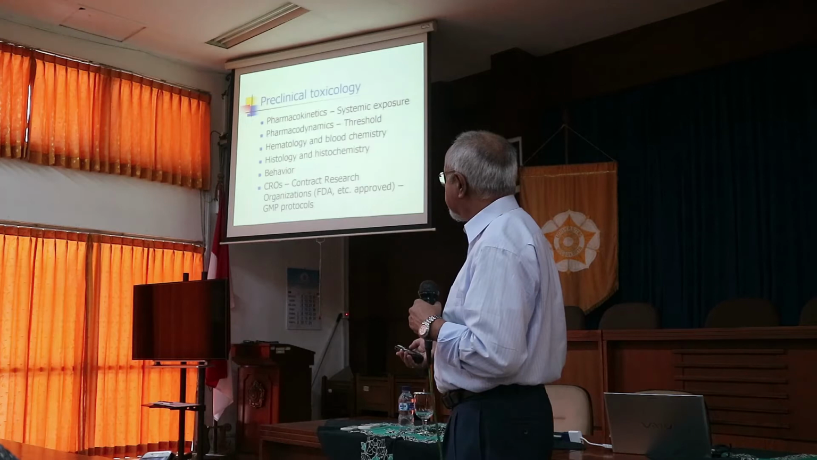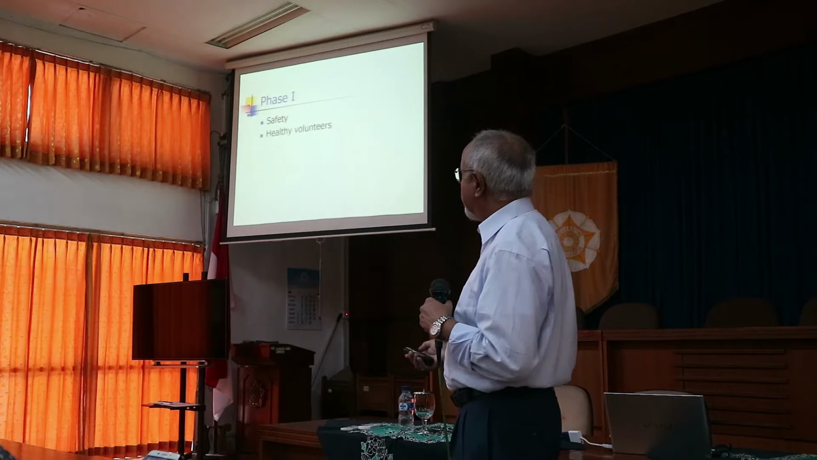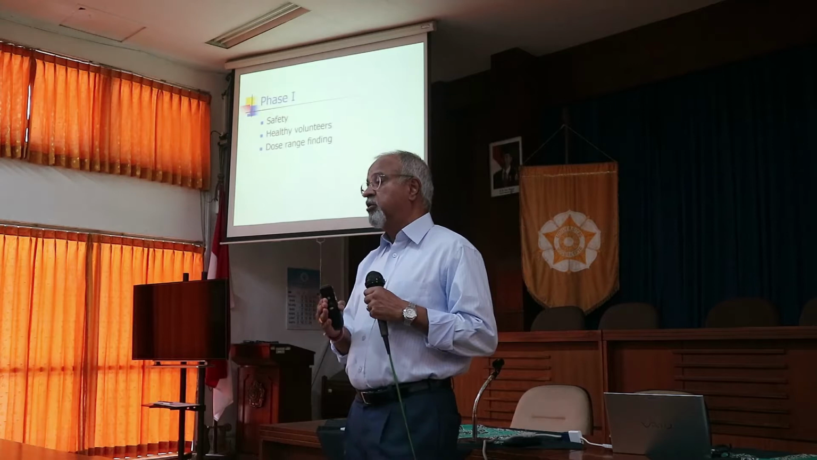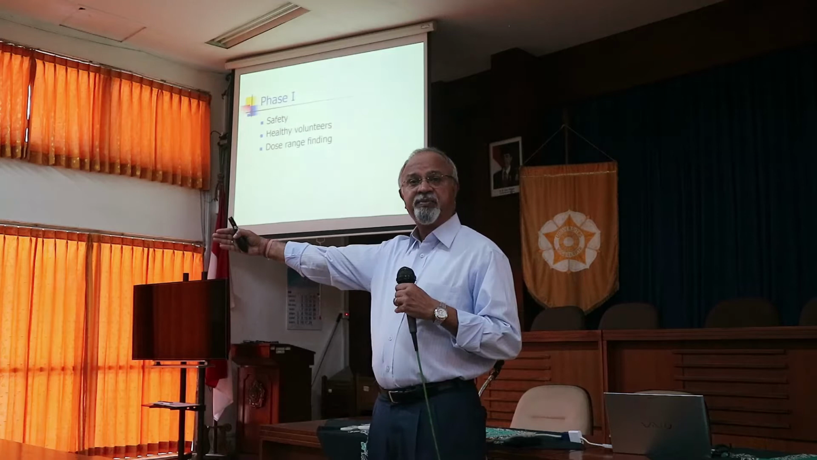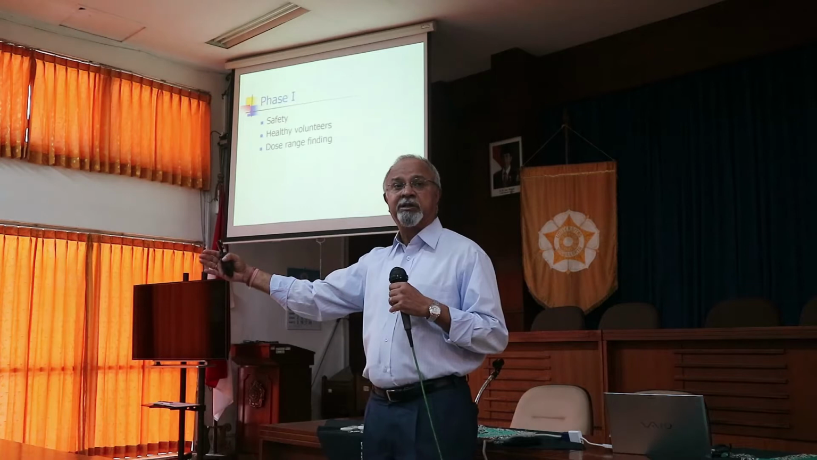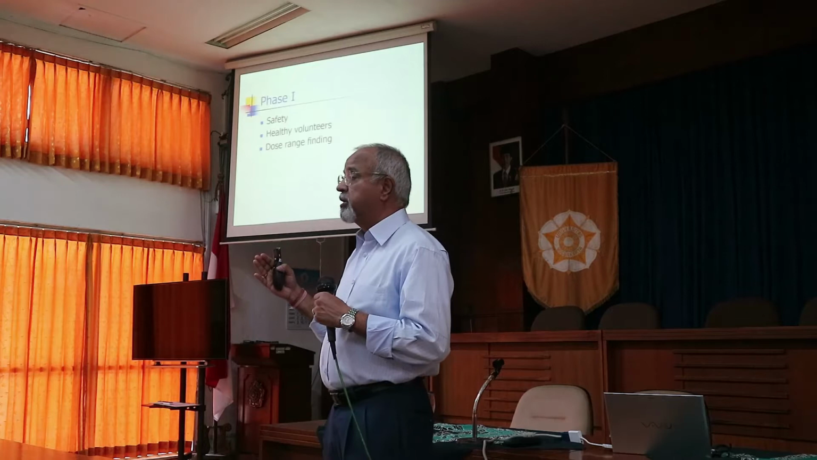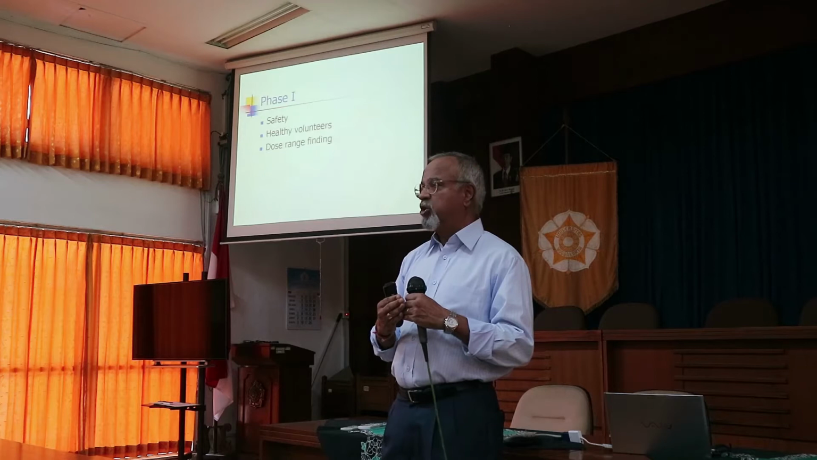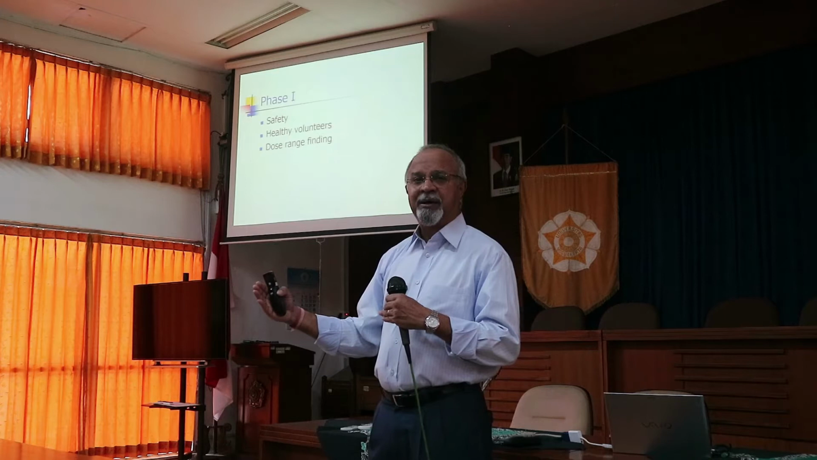In phase one, we are looking for the safety. So we look for healthy volunteers to see what we do. And this is also dose range finding. So in the animal, we try to find the dose range till it exhibits toxicity, because we want to understand what is the toxic effect this drug would do. Okay, but in humans, you are not going to go till the toxicity. What we do is we take from the efficacy, we go probably 10% of the efficacy dose, then 50% of the efficacy dose, and probably the efficacy dose, and a little bit higher than the efficacy dose.